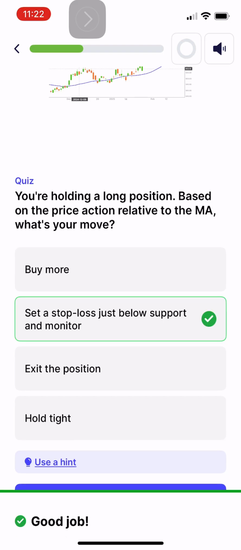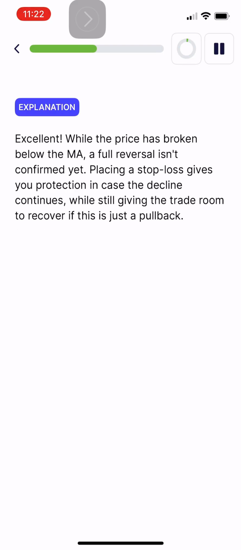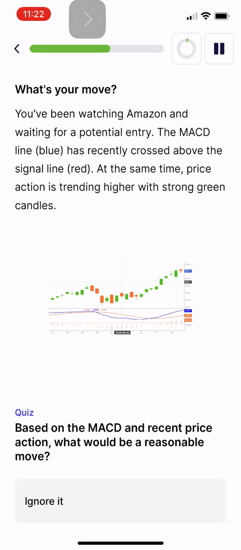Yes, you're right. Excellent. While the price has broken below the MA, a full reversal isn't confirmed yet. Placing a stop loss gives you protection in case the decline continues, while still giving the trade room to recover if this is just a pullback. Time for a quick quiz.